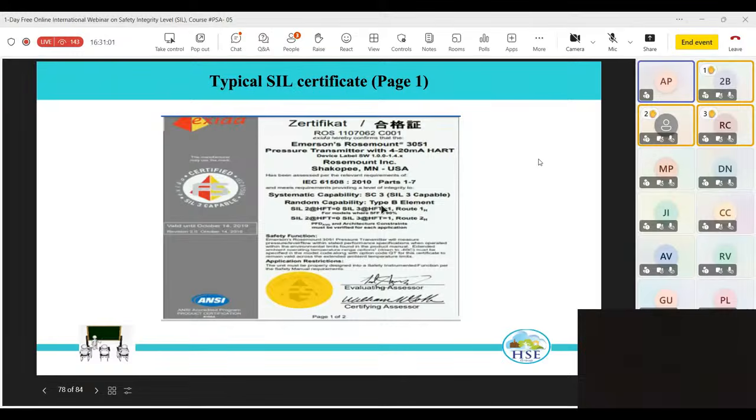Random capability, they are saying Type B. And they are giving SIL 2 at HFT 0. HFT is hardware fault tolerance. So SIL 2 at HFT 0 and SIL 3 at HFT 1, that is 2 out of 3. If 2 out of 3 transmitters are used, then HFT 1 can be met and it can be used as SIL 3. I'll explain that after some time. And the third thing is SC3, what Apurva read just now. SC3 is the systematic capability. So in this certificate, all three things are mentioned.